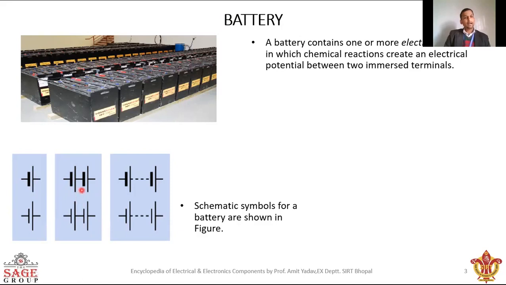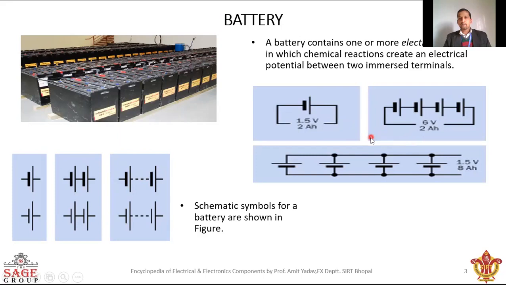symbol of a battery. And if we have to make an arrangement like a battery connection, in which you can see here we used various numbers of batteries connected in series or parallel, in that case we will represent this type of battery connection through this schematic symbol. Here, this dotted line shows that multiple batteries are connected together. Okay.